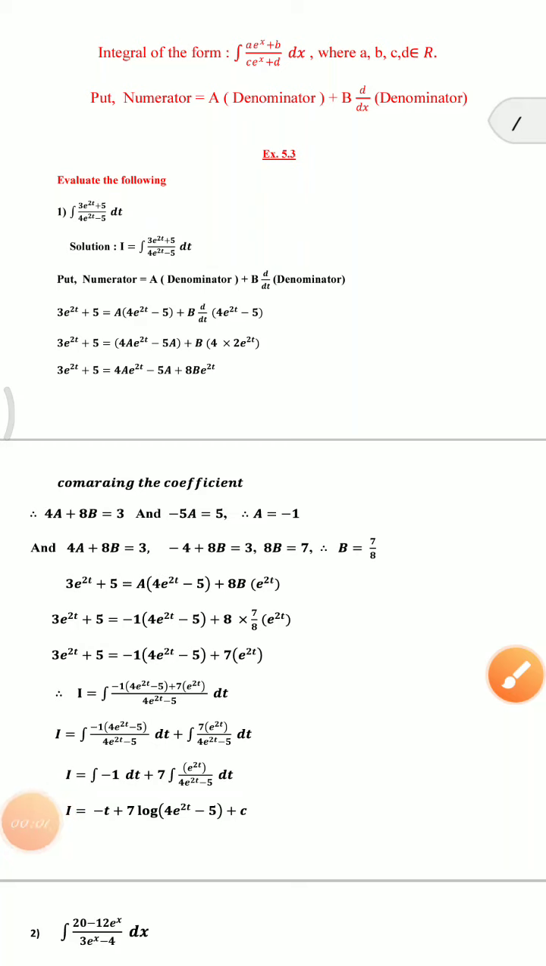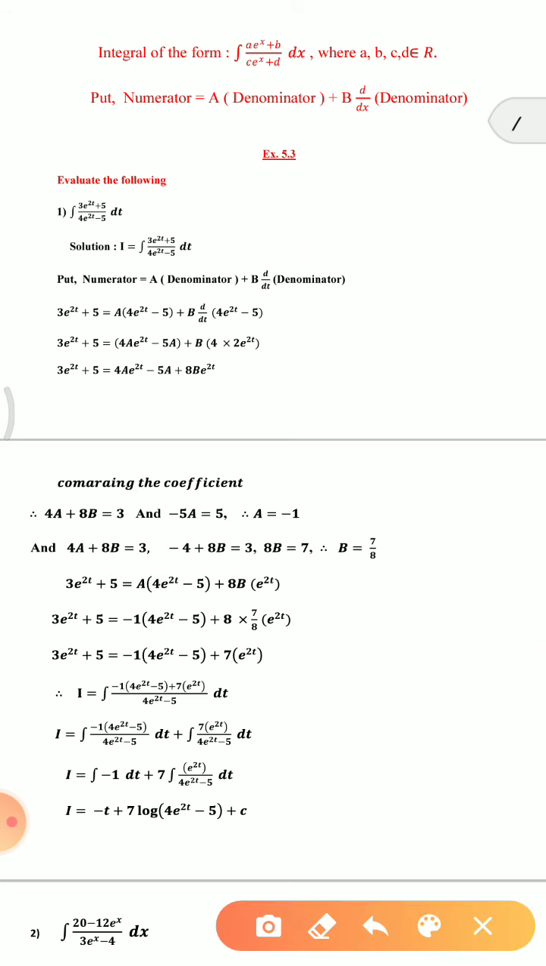Hello student, let us see the fifth chapter, Integration, in Maths Paper 1. We have already studied two types of integration. Here we will see the third type, that is, the integral of the form integration of (a e^x + b) / (c e^x + d) dx, where a, b, c, d belong to R, where R is the set of real numbers.